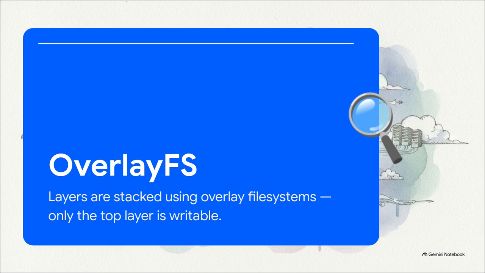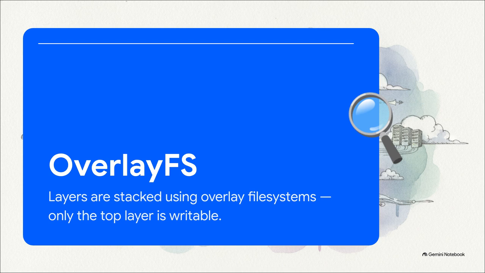But here is the absolutely crucial part to understand. All the base layers, the OS libraries, the dependencies, they are strictly read-only. When you spin up a container, OverlayFS stacks those read-only layers and then just slaps one thin, writable layer right on the very top. Only that top layer can be changed.